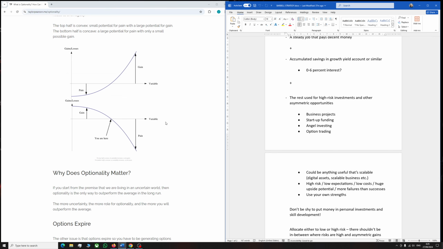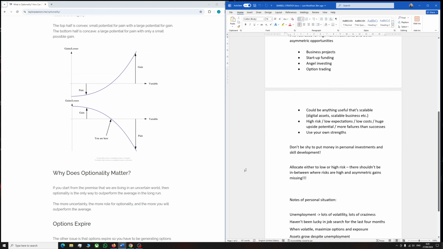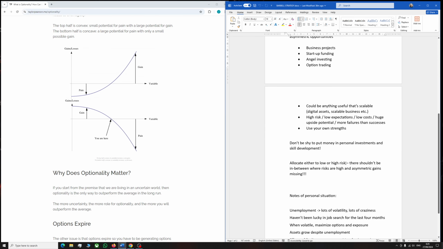We do not seek the opportunities that have bounded upside. We are looking for ventures that have unbounded upside and huge potential gains. So allocate either to low or high risk prospects. They shouldn't be in between, where risks are high and asymmetric gains are missing. And don't be shy to put your money in personal investments and skill development, because that is an important part of this whole optionality thing. You can and you should put your money in prospects that do not necessarily seem like a good prospect when you first look at it.